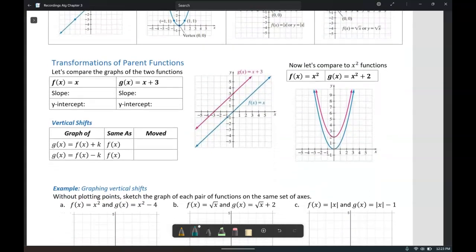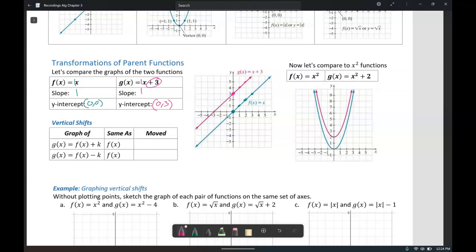So first, let's start by comparing these two linear equations, f of x and g of x. We look at the slope of f of x, and we see that the slope is 1. Up 1, right 1, a rise of 1 and a run of 1. And g of x has the same slope, a rise of 1 and a run of 1. When we look at the equation, we see the slopes are 1. The y-intercept for f of x, since b is 0, is (0, 0), and we see that graphically here. But for g of x, since b is 3, our y-intercept is (0, 3), and we see that graphically here.